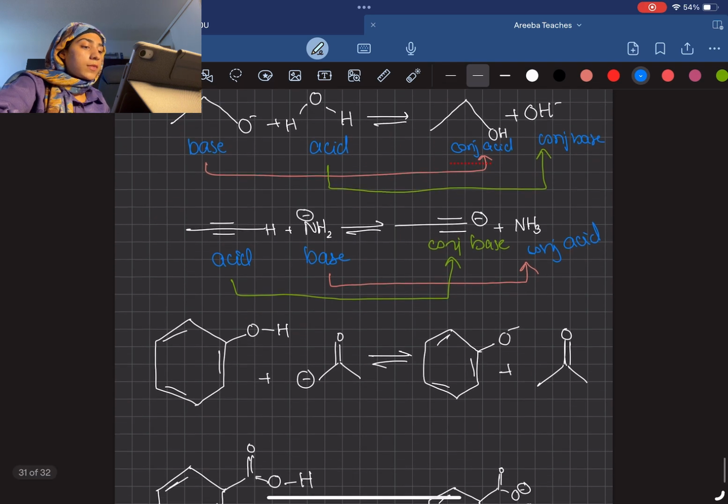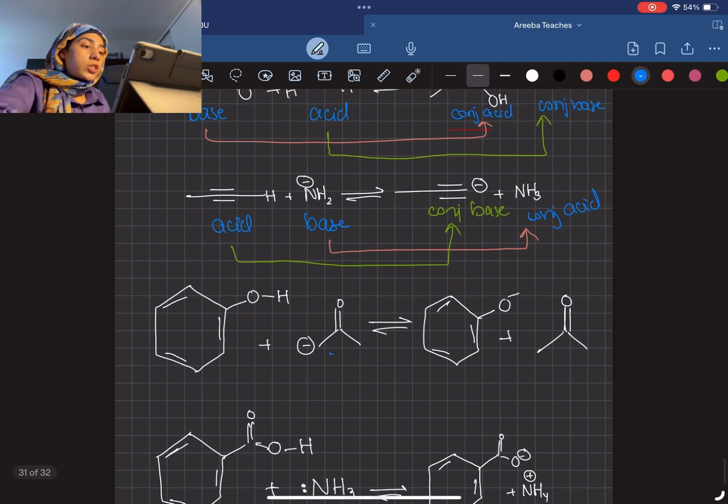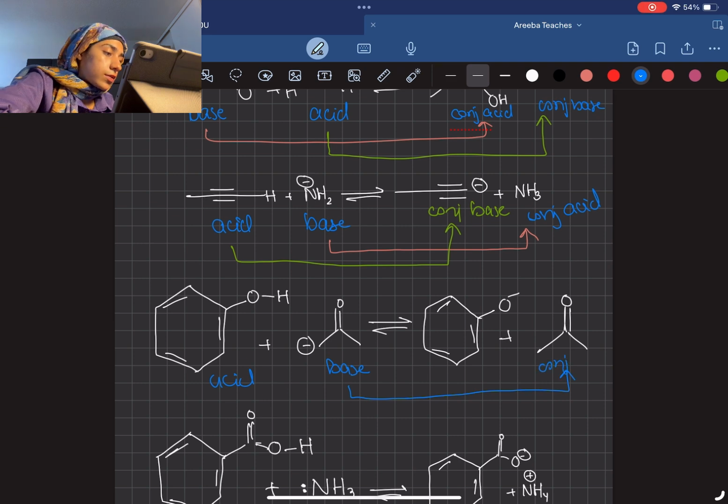Another one. Well, over here the negative charge is on this species, so this one is our base. So the other thing automatically becomes our acid. This base pairs up with this, so this thing is our conjugate acid, and we are left with the conjugate base.